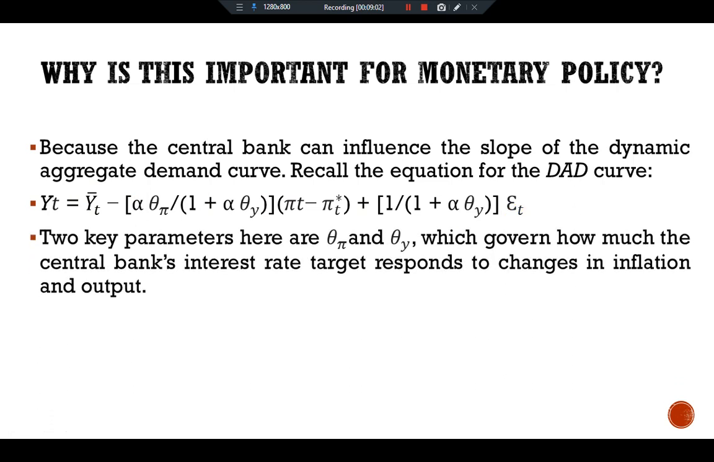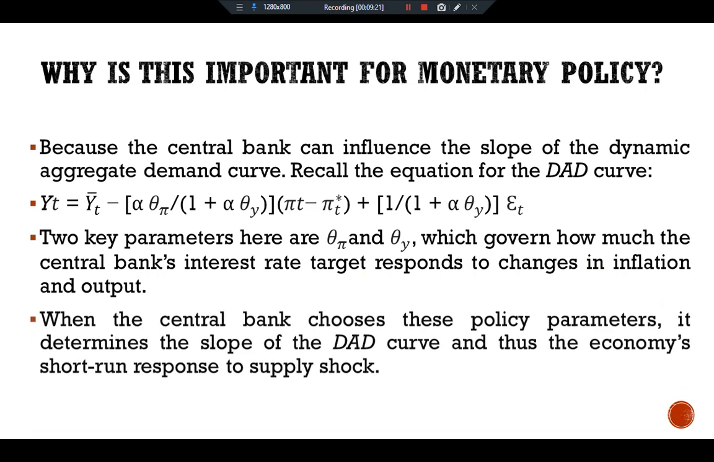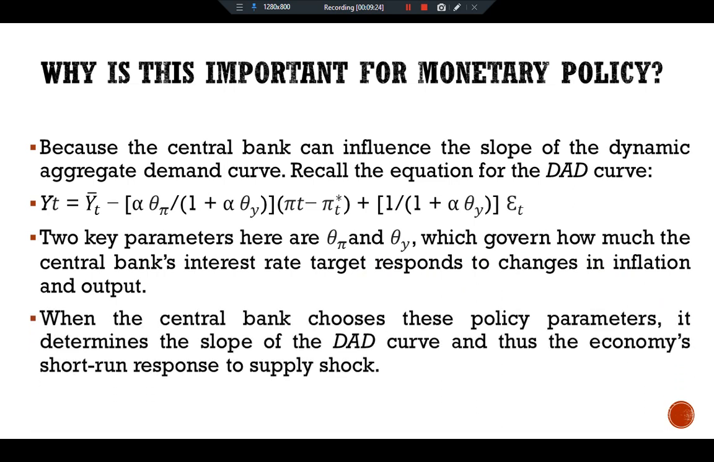Okay, here we have two parameters, theta_pi and theta_y, which govern how much the central bank's interest rate target responds to changes in inflation and output. When the central bank chooses these policy parameters, it determines the slope of the dynamic aggregate demand curve and thus the economy's short-run response to supply shocks.